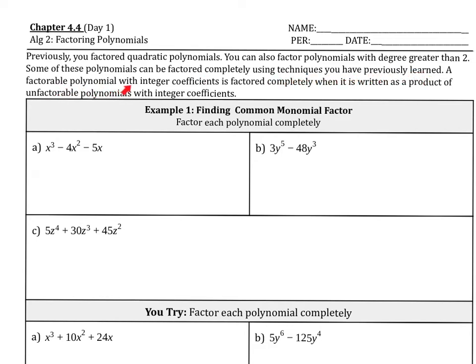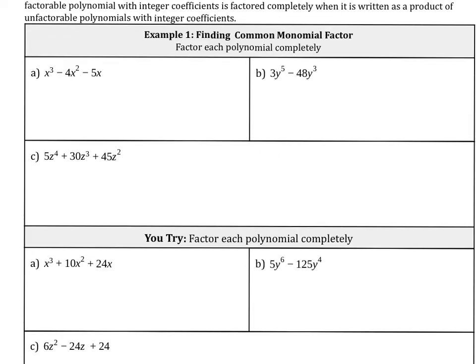A factorable polynomial with integer coefficients is factored completely when it is written as a product of unfactorable polynomials with integer coefficients. So what it means, we are going to show through the examples. I'm going to use examples to explain how we can factor different types of polynomials with different methods. Let us do example number 1, letter A, x cubed minus 4x squared minus 5x.